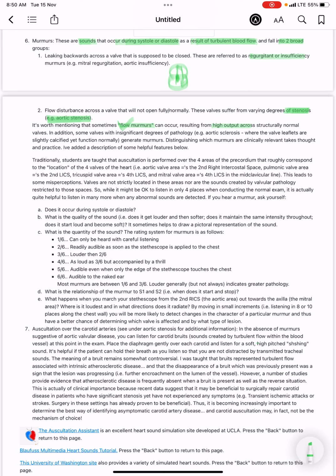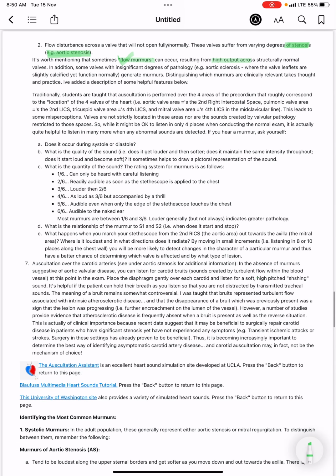In addition, some valves have insignificant degrees of pathology, like aortic sclerosis, where the valve leaflets are slightly calcified yet function normally, so they also generate murmurs. Distinguishing which murmurs are clinically relevant takes thought and practice.